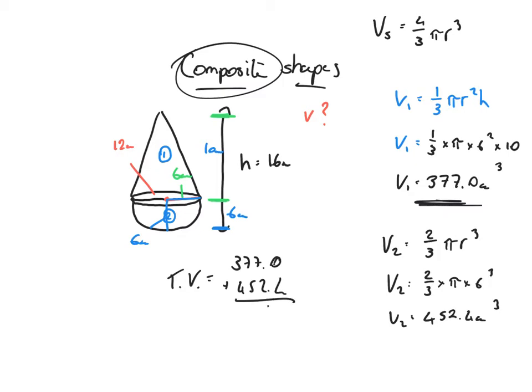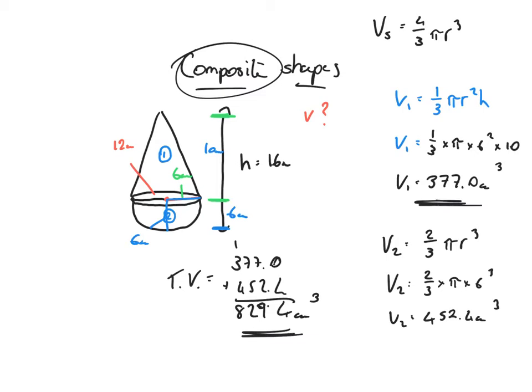Okay, TV for total volume, add these both together, 377.0 plus 452.4, and that will give me 7 plus 2 is 9 there, 7 plus 5 is 12, 2 down, carry 1, 4, 3, and 1 is 8, 829.4 cubic centimetres.